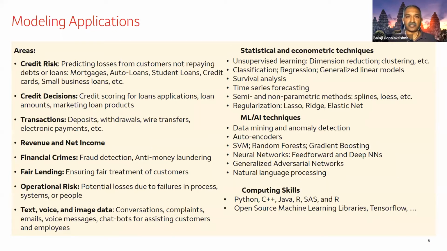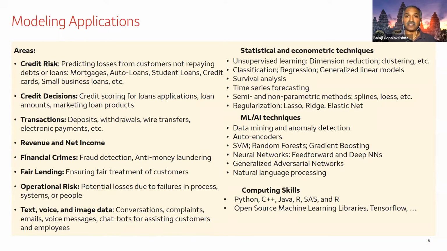Then the second one is credit decisions. It's very closely tied to credit risk, but the only difference here is credit decisions are made before a customer comes into your book of business. So this is the risk at the time of making an application. It could be a credit card application, a mortgage application, student loans, auto loans, anything. The bank has to make a decision every day on whether to take a person into their book of business or not, based on all the information that they have.